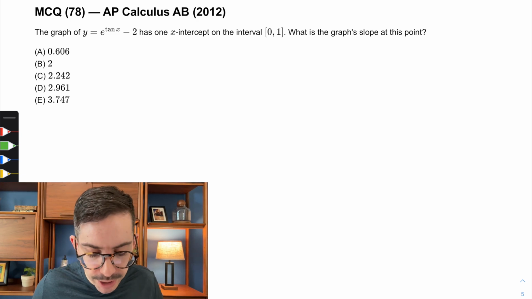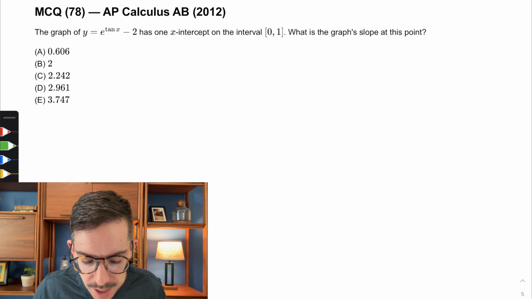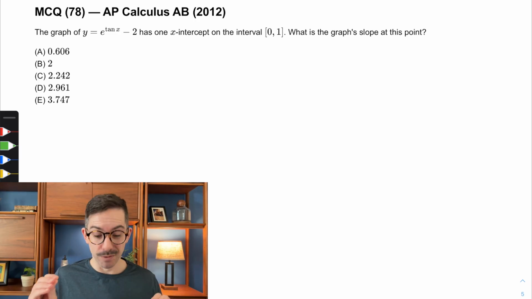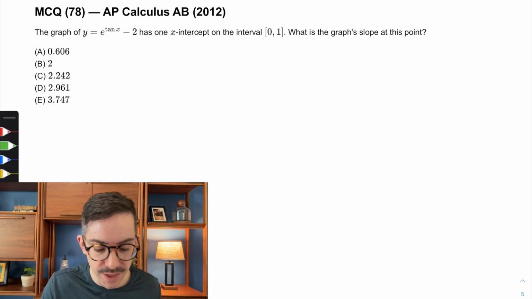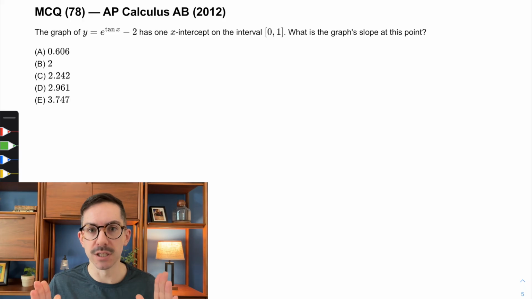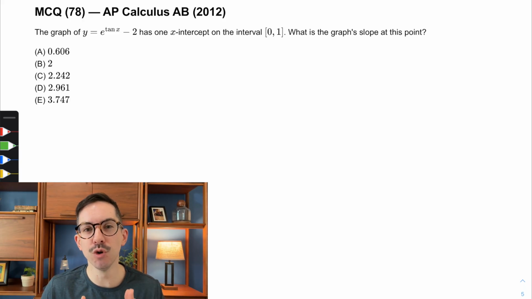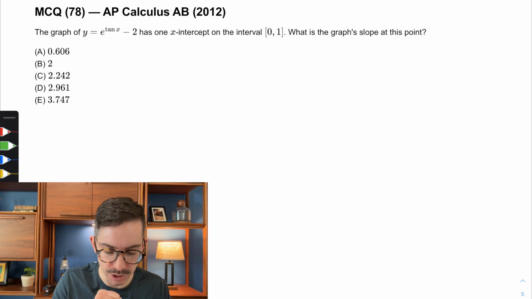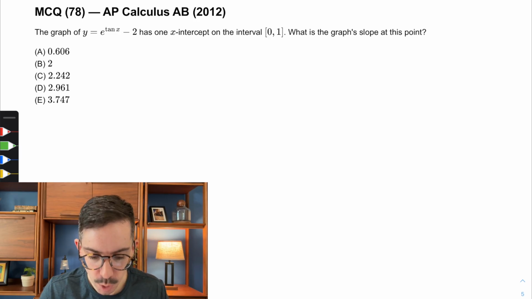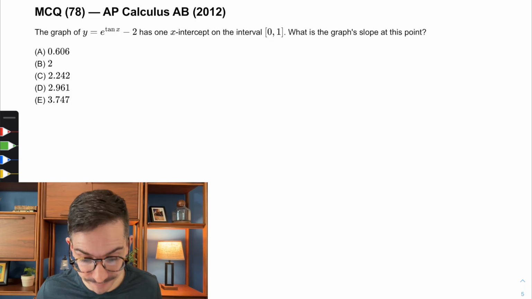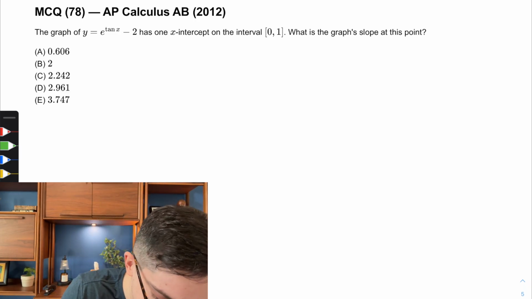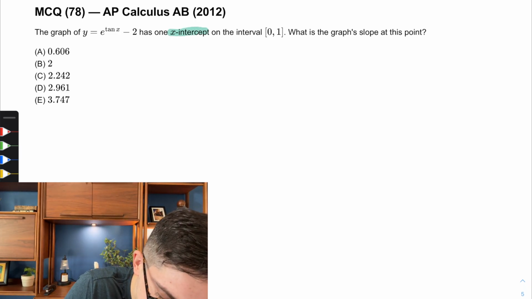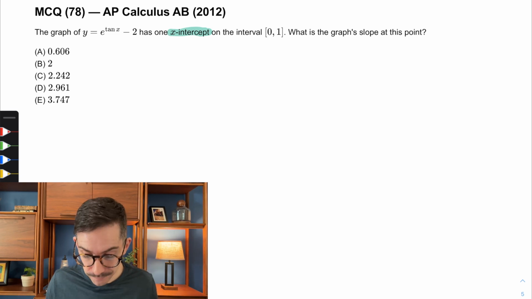So here we're looking for a point between 0 and 1 where the graph of this function crosses the x-axis, and we want to know what the slope of the graph is at that point. So what's the slope of the tangent to this graph at that point? And we have some choices here. Okay, well, let's start graphing. So the first thing we need to do is figure out this x-intercept between 0 and 1.